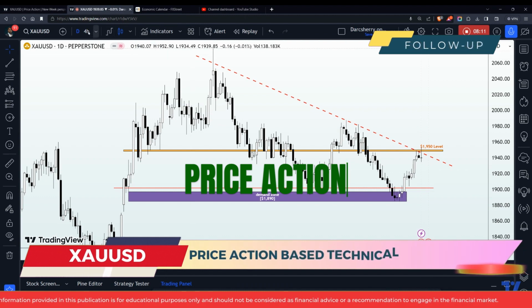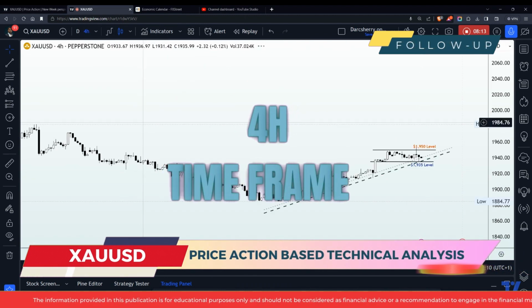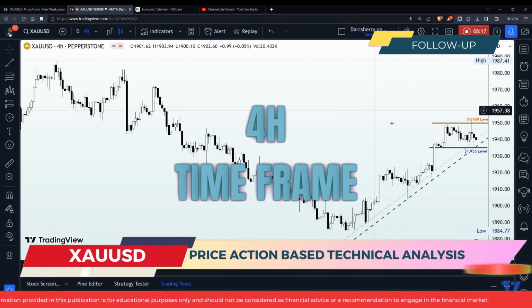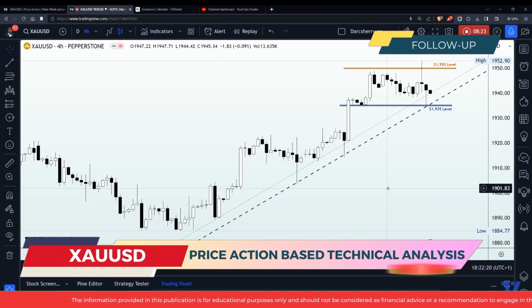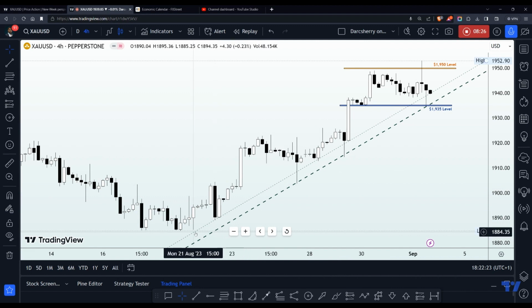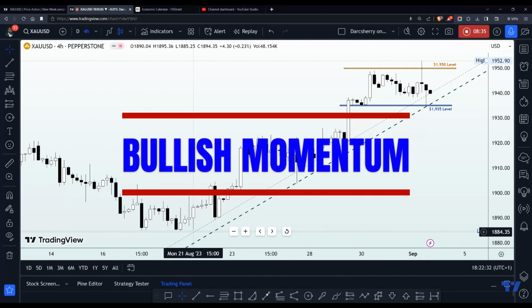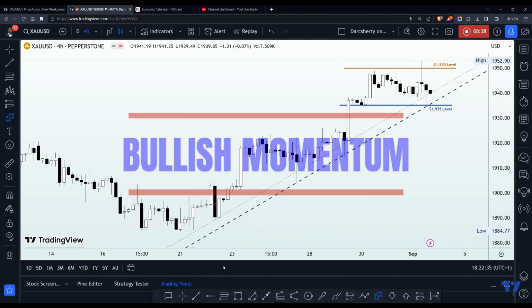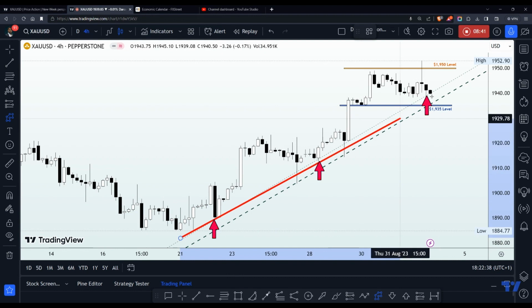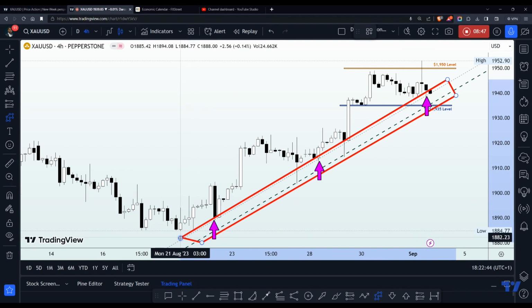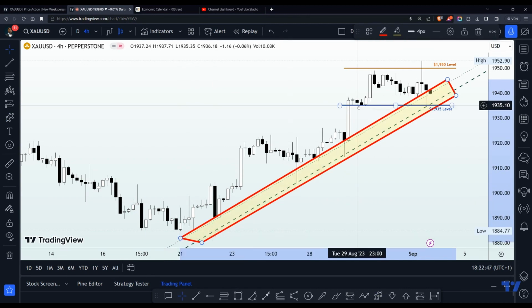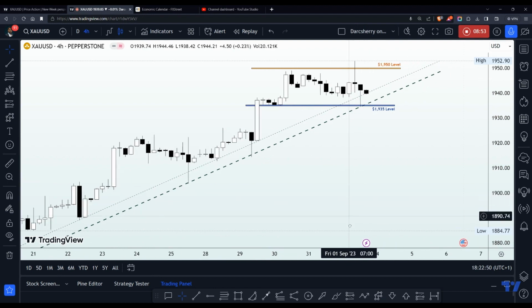Now, talking about price action, let's scale down into the 4 hours time frame where I have a simple setup that we shall be using to guide our trading activity for this week. On the 4 hours time frame, I was able to take into consideration the nature of price action in the last 2 weeks. And of course, what you will see here is a bullish momentum. In fact, I have a couple of trend lines here to emphasize the strength of the buyers in this particular market.